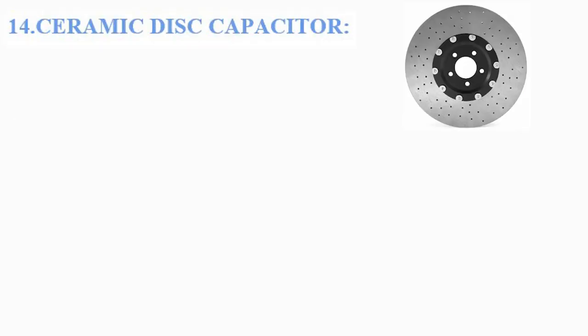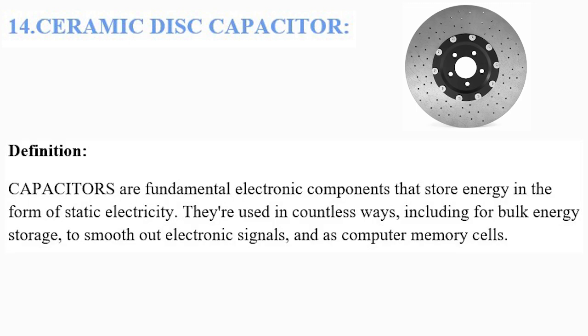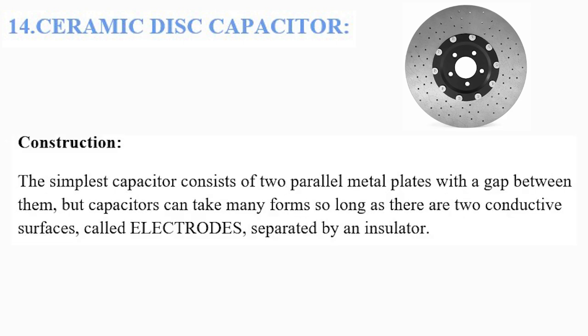At 14, we have the ceramic disc capacitor. Definition: capacitors are fundamental electronic components that store energy in the form of static electricity. They are used in countless ways, including for bulk energy storage, to smooth electric signals, and as computer memory cells. Construction: the simplest capacitor consists of two parallel metal plates with a gap between them, but capacitors can take many forms as long as there are two conductive surfaces called electrodes separated by an insulator.